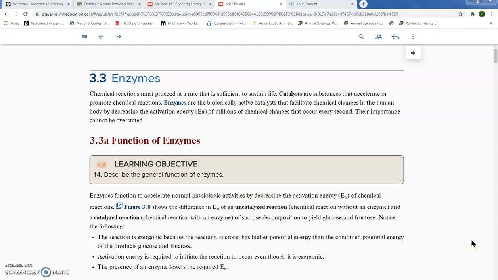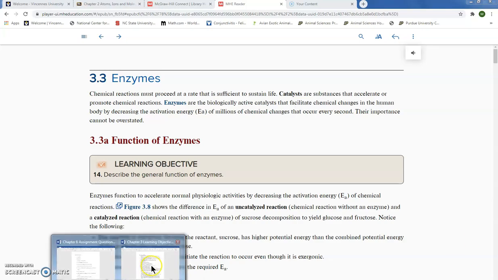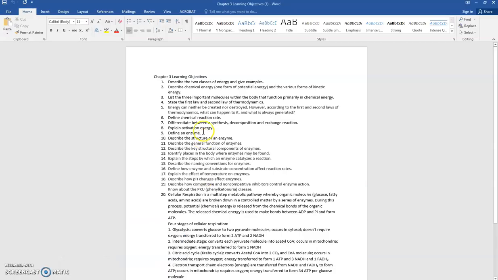Alright, AMP1 students, in this video we're going to continue with Chapter 3 and talk specifically about enzymes. We're going to take a quick look at our objectives so you know where we're at. In the last video we talked about what an enzyme is and we talked about activation energy. We're going to talk a little more about enzymes, their structure, their functions, and where you can find them.